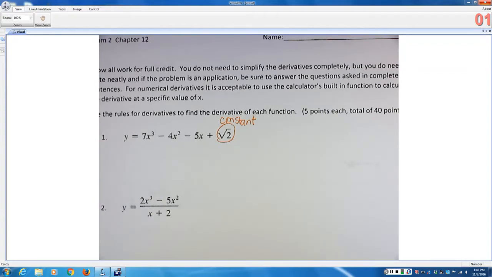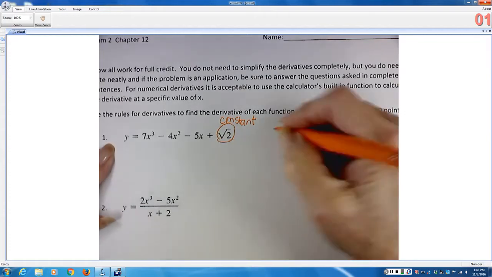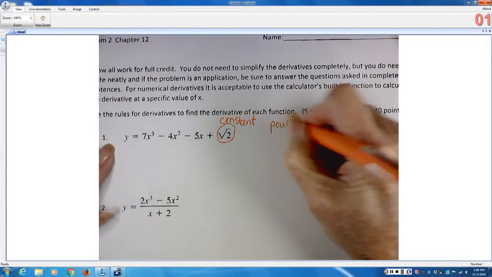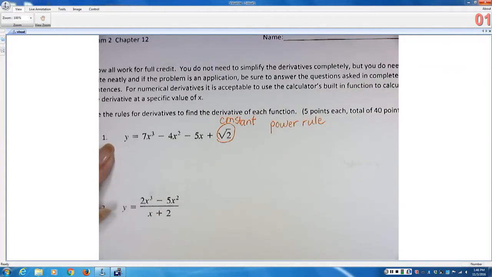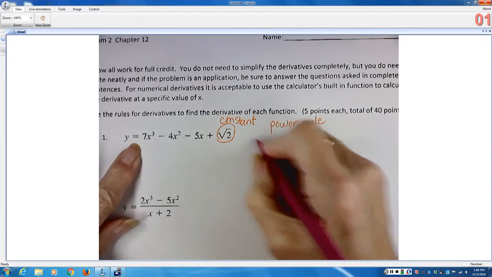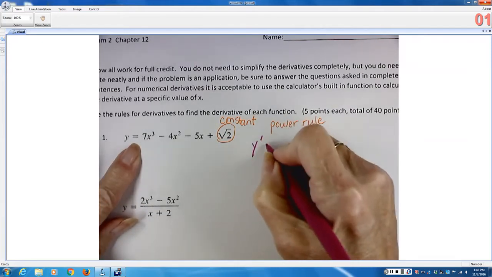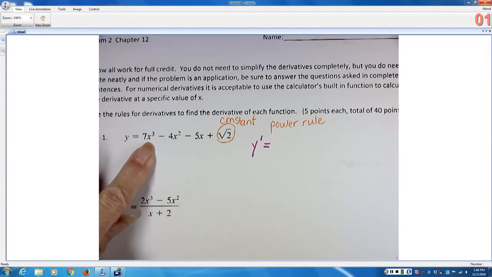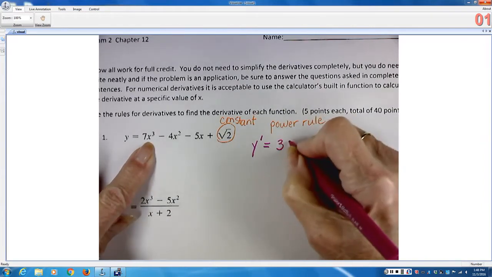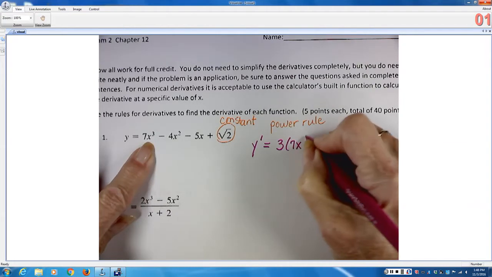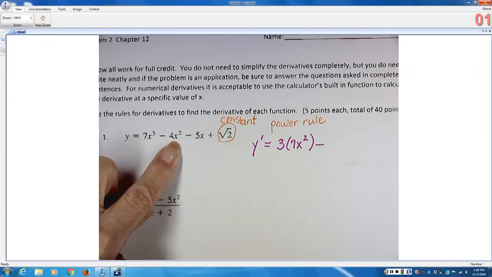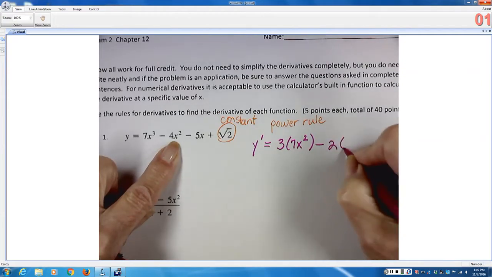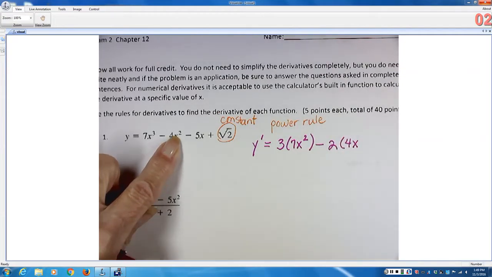So what we're going to do here is take the derivative using the power rule, and we're going to differentiate one term at a time. So this one I'm not necessarily going to use more than one color. My y prime is the derivative of 7x cubed, which is 3 times 7x squared, minus the derivative of 4x squared, which is 2 times 4x, and 2 minus 1 is 1.